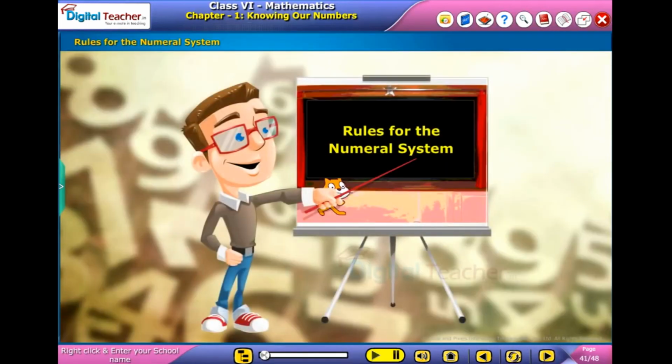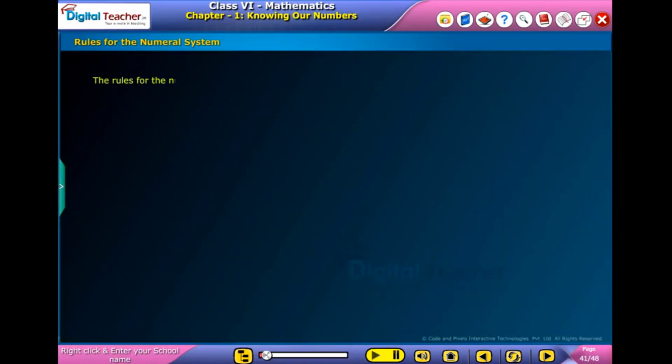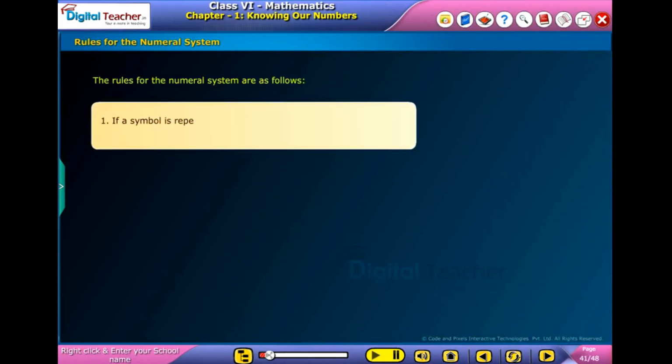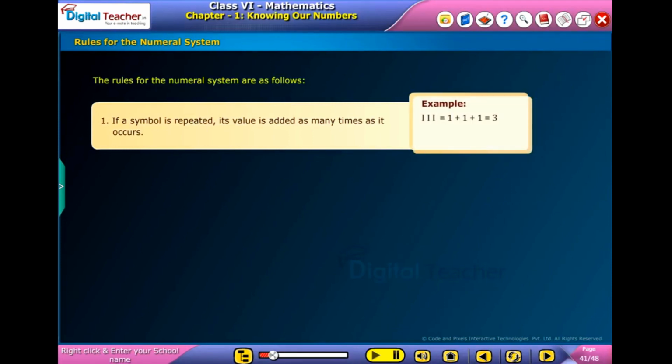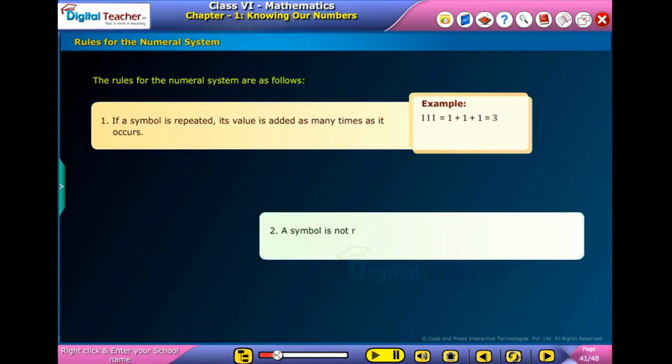Let us list out the rules for the numeral system. The rules for the numeral system are as follows. If a symbol is repeated, its value is added as many times as it occurs. For example, if the letter I is repeated thrice, then its value is 3. A symbol is not repeated more than 3 times. The symbols V, L, and D are never repeated.